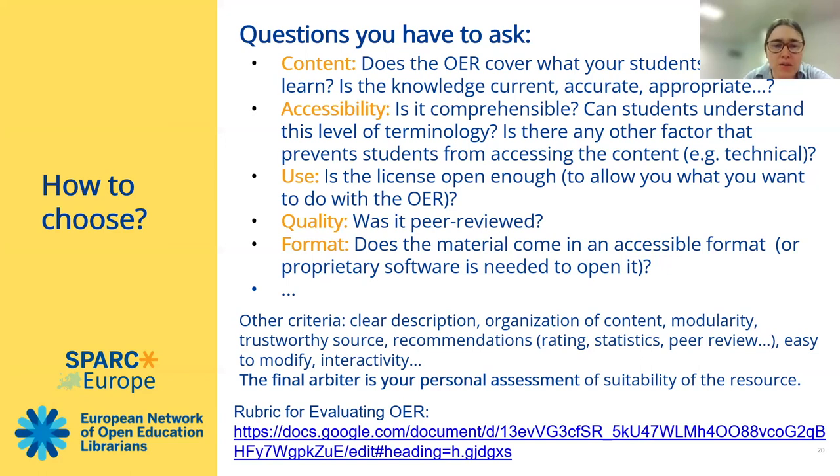Other criteria can be clarity and the description of the source itself, so the metadata, also a level of organization of the content, modularity. Is there a big chunk of text, or is it in some neat pieces which are easier to understand or divide, or to use only the one part that we need and not the whole complex resource?